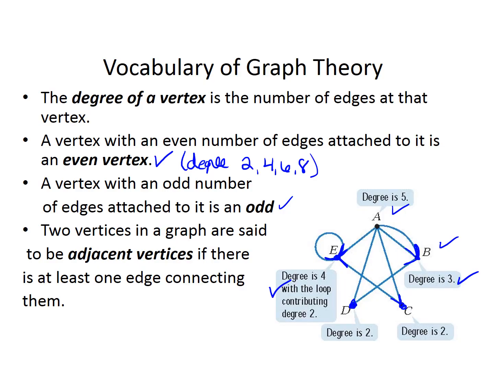Two vertices in a graph are said to be adjacent vertices if there is at least 1 edge connecting them. So if we look at A, it is adjacent to vertex E because there's an edge here. It's adjacent to vertex D because there's an edge there. It's adjacent to this one and adjacent to this one. So vertex A is actually adjacent to A, E, C, and B.